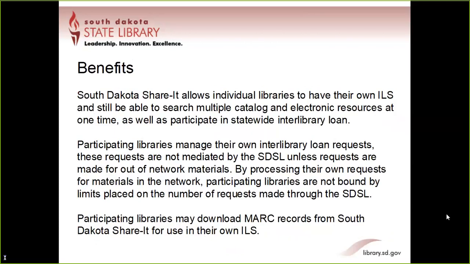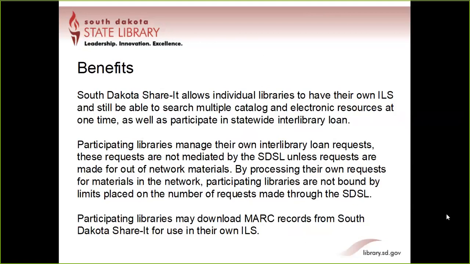So essentially, that's how we did it, why we did it, and then the real benefits to the system are, again, the ability to search multiple library catalogs all in one place, even though we're using disparate systems, and the ability to search all of the electronic resources simultaneously as well.